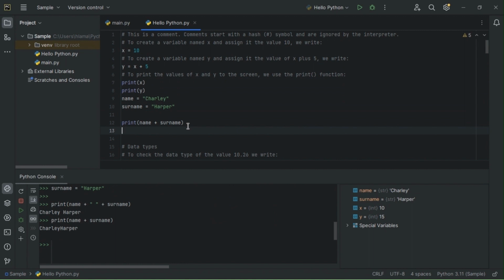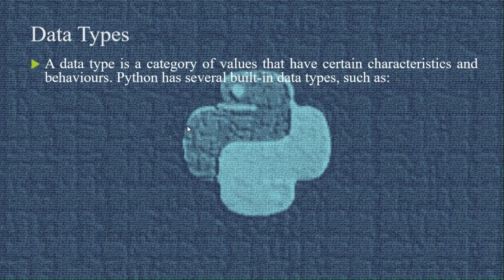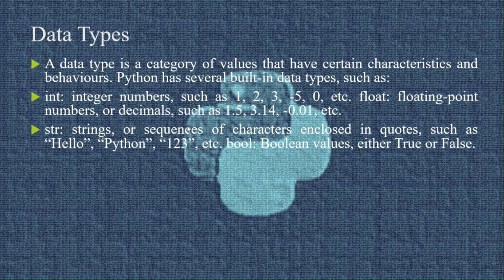Next thing we are going to look at here are data types. You will need to understand the data types that you're working with in Python, whether doing your calculations or anything else you will be doing. You need to know the types of data you are dealing with and how they work. A data type is a category of values that have certain characteristic behaviors. We have integers as a data type in Python, which are simply whole numbers.